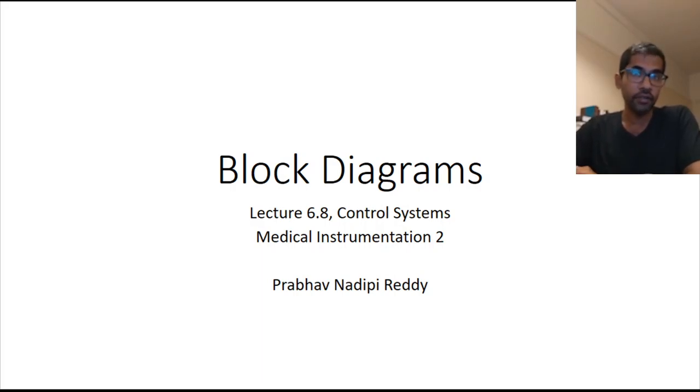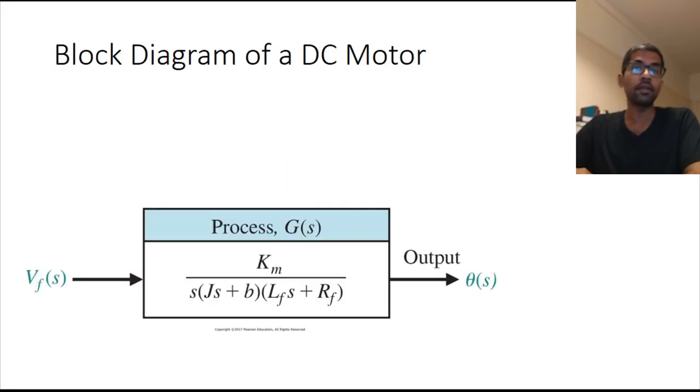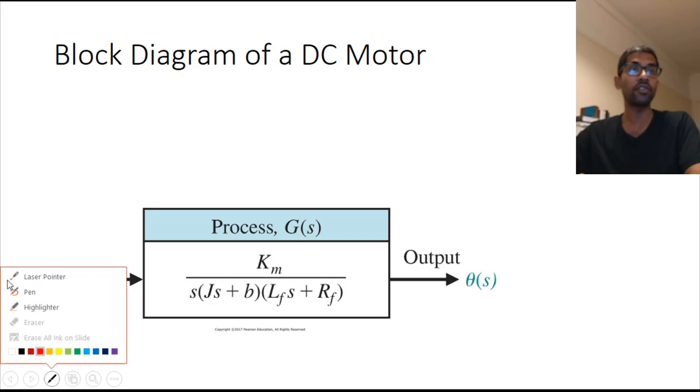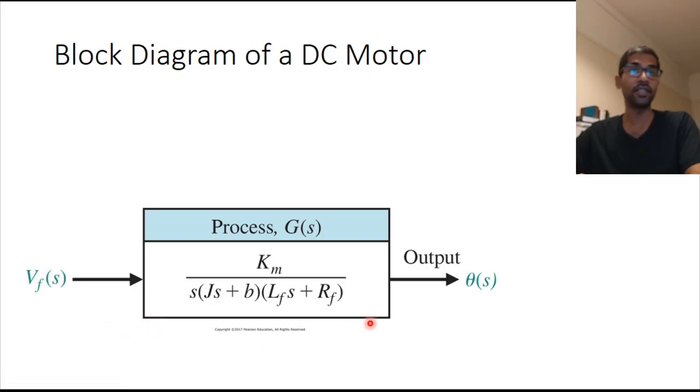Hi, let's continue our discussion of control systems by looking at something called block diagrams in this particular video. Now, let's say you have a DC motor, and by some means you have found out that the transfer function of your DC motor is given as shown on the screen here. Okay, so you know that and you could analyze the DC motor.